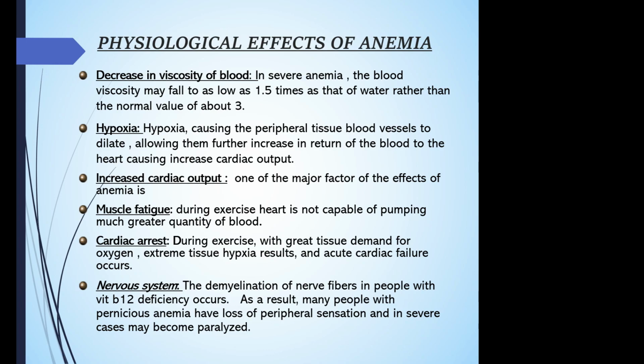The nervous system is also affected by anemia. Demyelination of the nerve fibers occurs in people with vitamin B12 deficiency. As a result, many people with pernicious anemia have loss of peripheral sensation and in severe cases may become paralyzed.